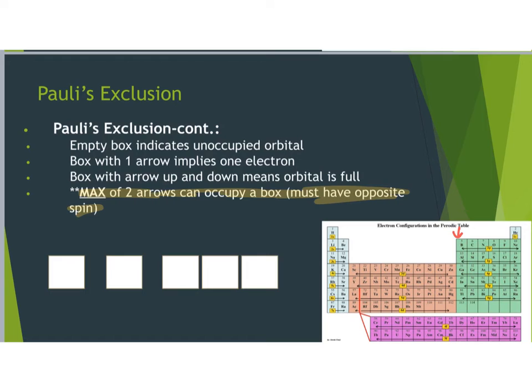So what I'm going to do is for each element that I encounter off the periodic table, I'm going to drop an arrow in each box. So hydrogen, I'm going to cross hydrogen off. That gives me 1 electron. When I do helium, that gives me 2 electrons. Then I'm going to come over here to lithium, which is 3.